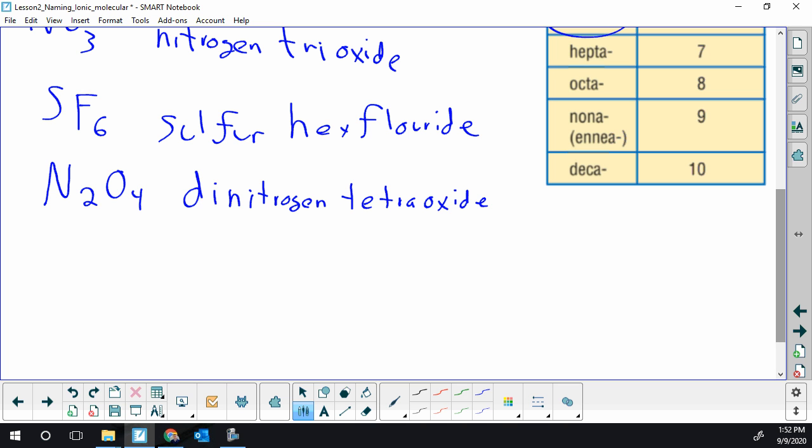And that's my last example for binary molecular compounds. Okay? So we're just dealing with 2.